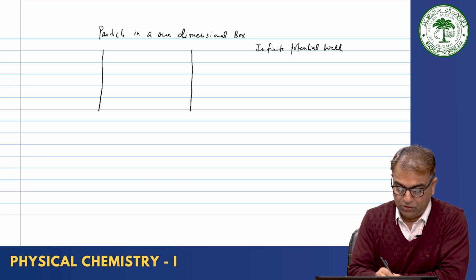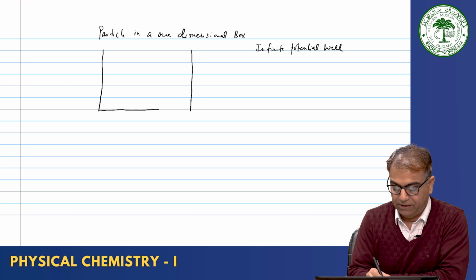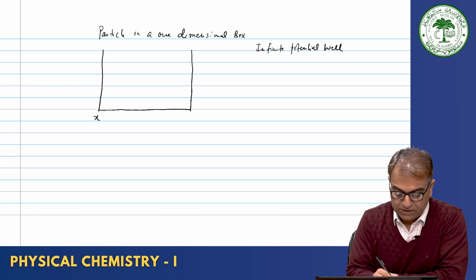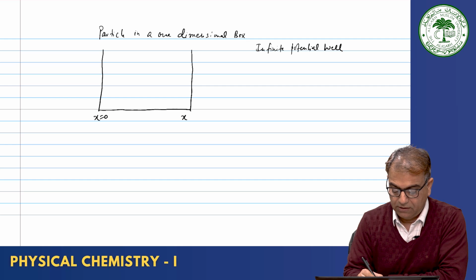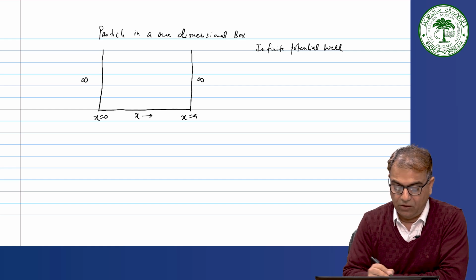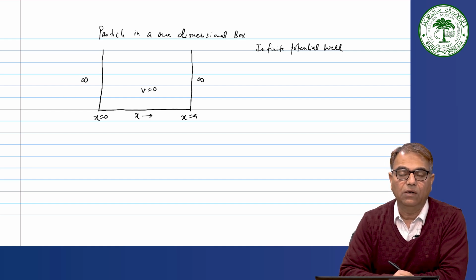is the most important problem as far as the basics of quantum chemistry is concerned. You must know and you must understand it properly. The particle is moving on the x axis, okay, and the potential energy outside this boundary is infinity. Inside this wall, the potential energy is 0.